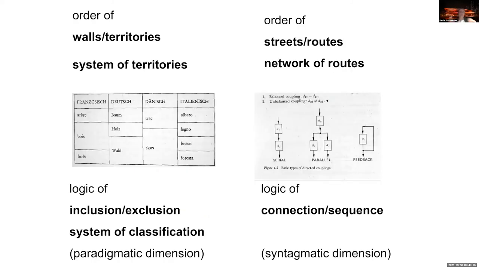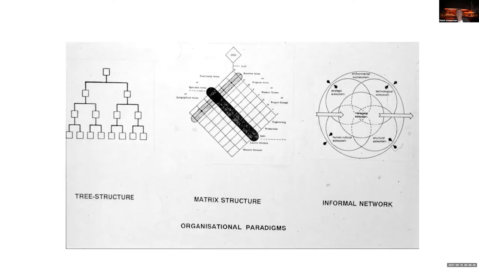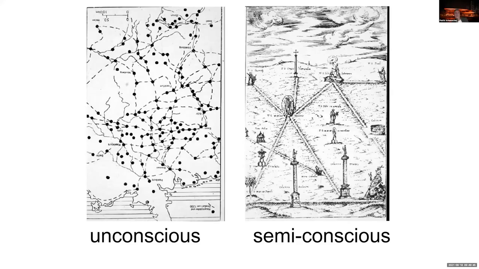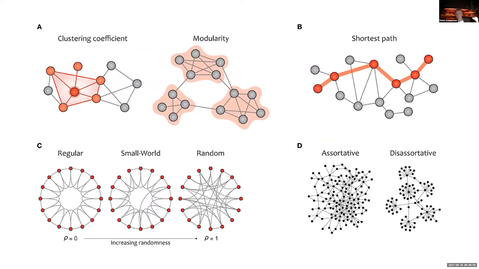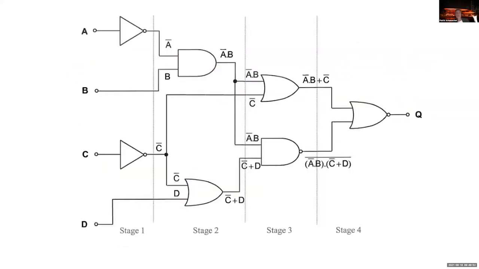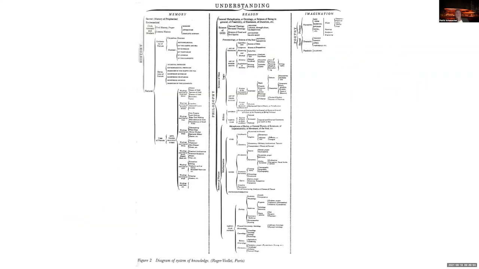So they have these two sets of diagrams: systems of territories and networks of roots through territories. I call one the paradigmatic, the other one the syntagmatic, and you find it everywhere. And the funny thing is most diagrams are just these nested boxes or branching diagrams. They're so ubiquitous, a very simple primitive architecture, and they're everywhere, also logic circuits based on that.